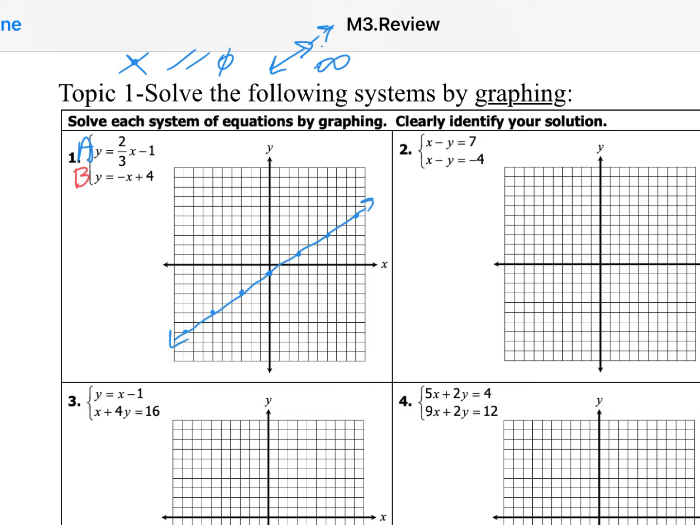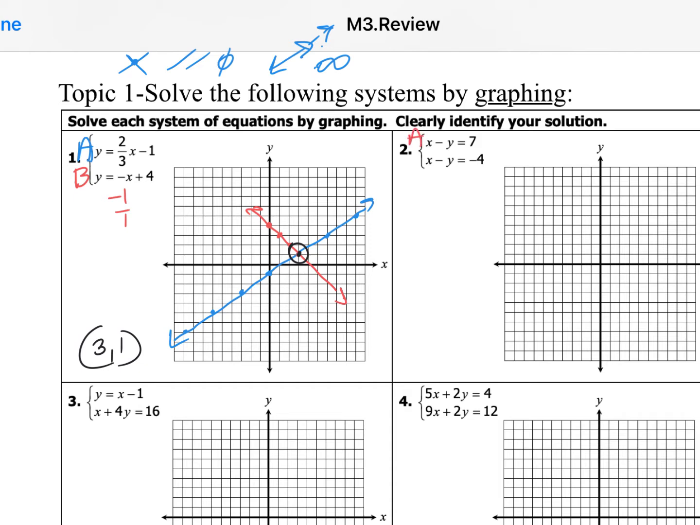All right, same thing for the second function. Start at +4, and the slope is -1/1. So I go down 1, right 1, down 1, right 1, and there is my point of intersection. Now make sure that when you're doing these problems, you make it very clear where the point of intersection is. Okay, so that is the ordered pair 3, 1.